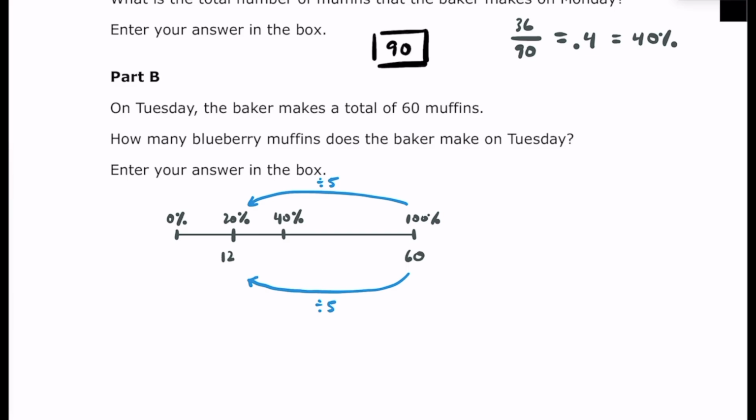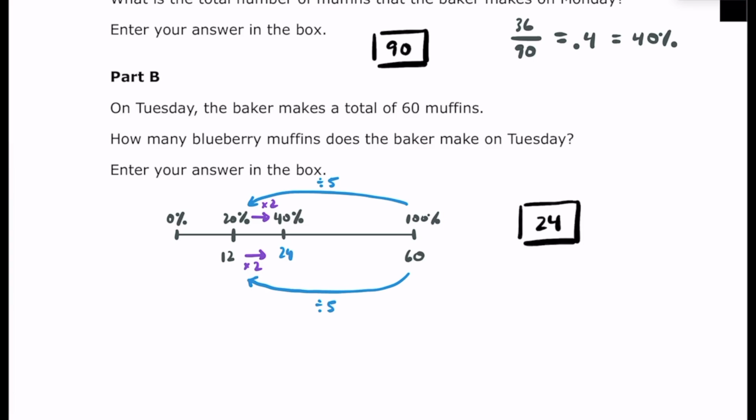Now, what if we want to get from 20% to 40%? Well, that's double the percentage, so we should double the amount of muffins here. So 12 times 2 would be 24. So again, 40% of the muffins are going to be blueberry. If there were 60 total muffins, the baker always makes 40% of them blueberry. We can say here that 24 of them would be blueberry out of the 60.